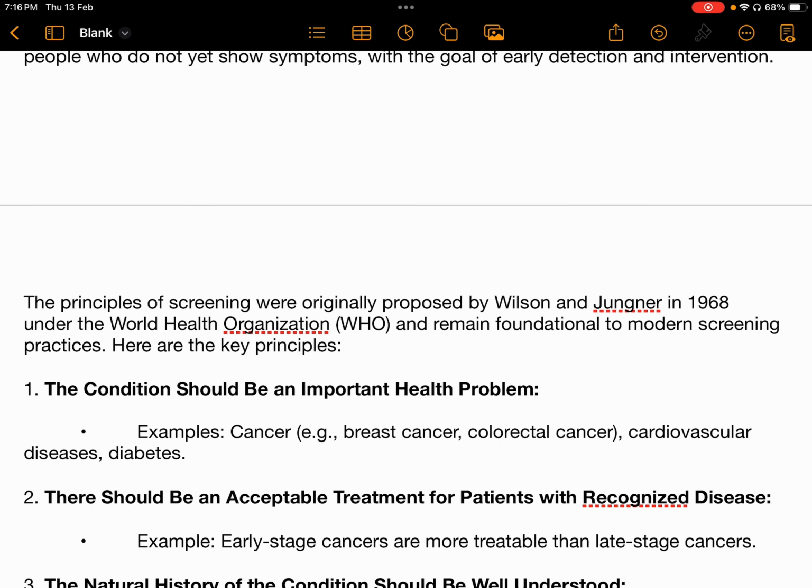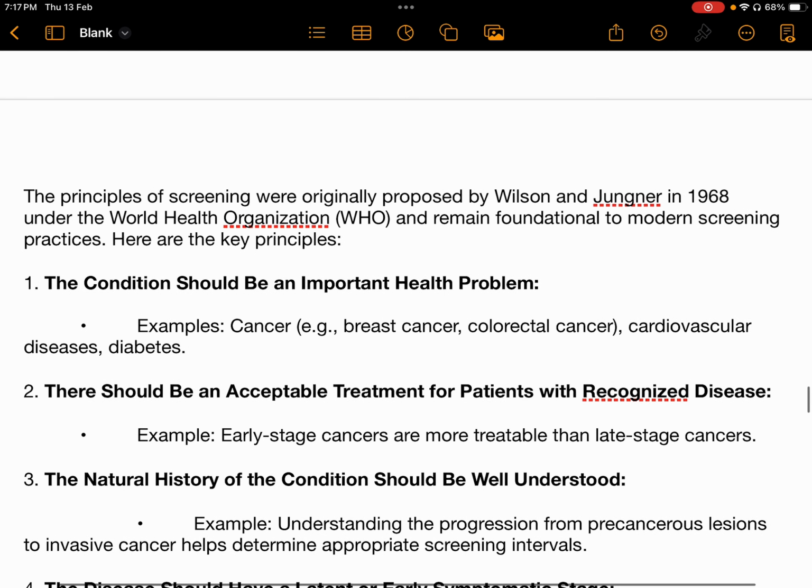First, the condition should be an important health problem. The disease or condition being screened should have significant public health implications. This means it should be common, cause substantial morbidity or mortality, or be a major health burden on the population. Examples are cancers such as breast cancer and colorectal cancer, cardiovascular disease, and diabetes.